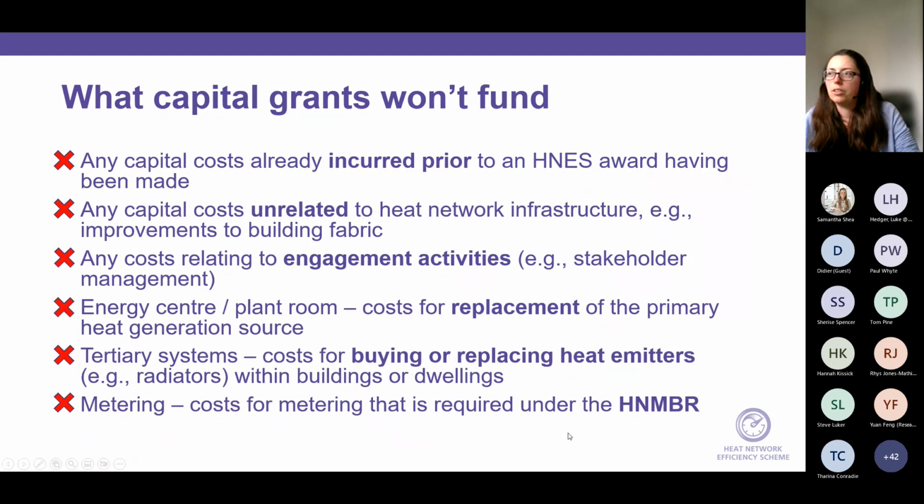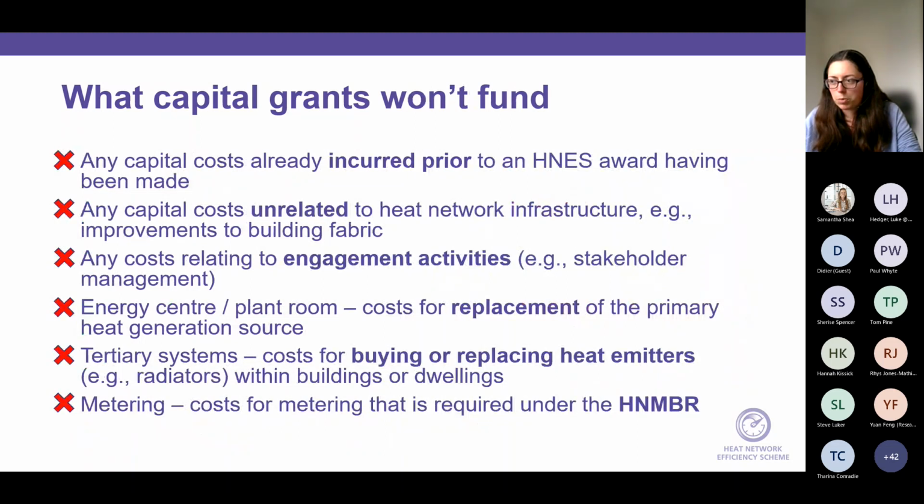But what won't be covered with a capital grant is any costs that have already been incurred before an HNES award has been made. Any costs that are unrelated to the heat network infrastructure, so for example, improvements to building fabric. Any costs relating to engagement activities, so we won't be funding stakeholder management, for example. In the energy centre and plant room specifically, we won't be paying for any costs for replacement of the primary heat generation source, predominantly because that would be covered by GHNF, and we would expect applicants to submit applications to GHNF if that was something they were looking to do.